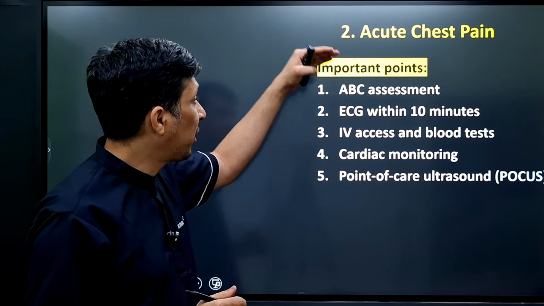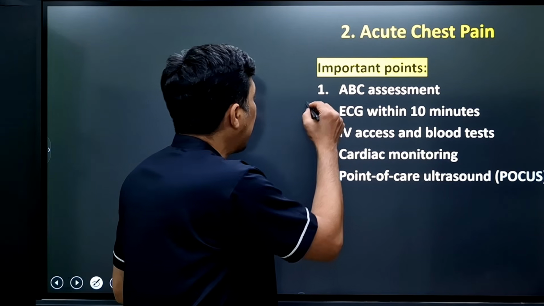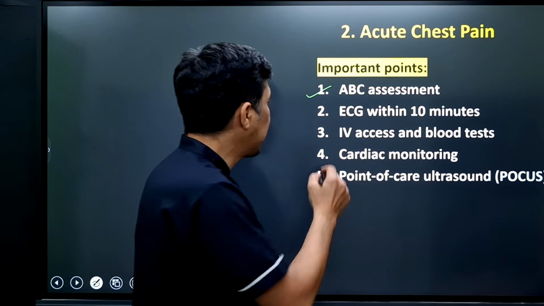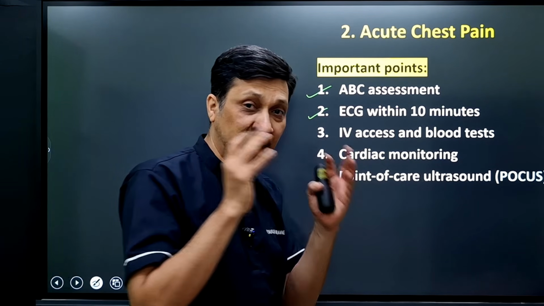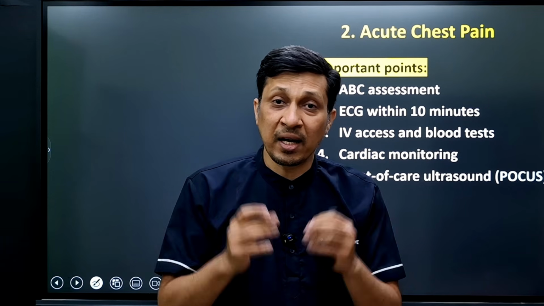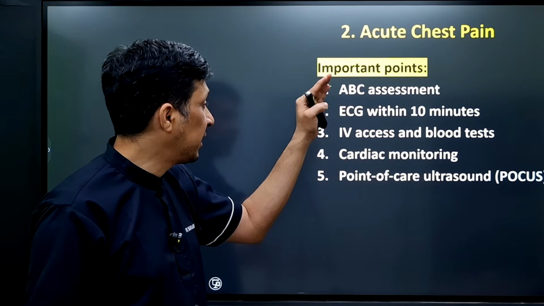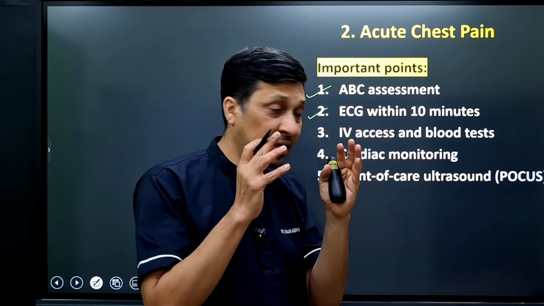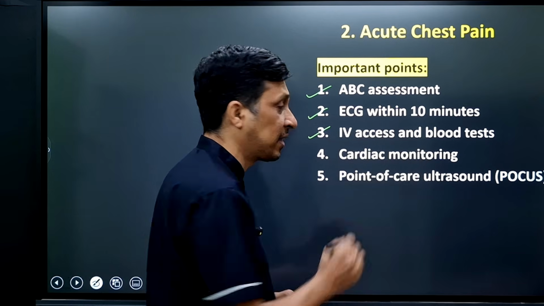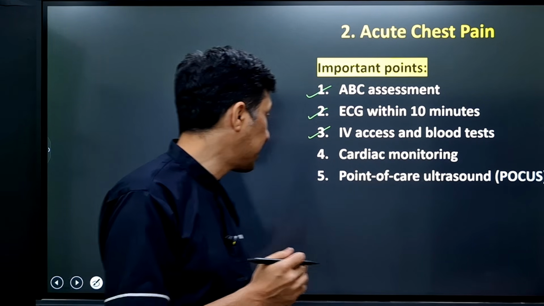Now, what are the important points in the management of acute chest pain? The first point is always ABC assessment. The second important point is that an ECG has to be done within 10 minutes. The most common cause of acute chest pain in the ER is myocardial infarction, so an ECG is a must and has to be done within 10 minutes. Then IV access has to be established urgently, and important blood tests like cardiac enzymes have to be sent urgently.